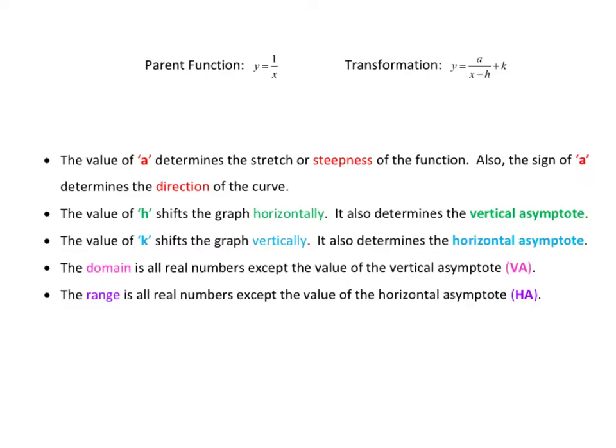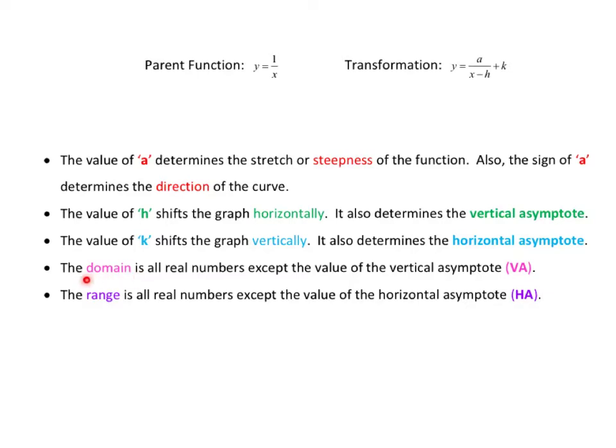Now let's look at the h value. The h value shifts the graph horizontally, and it also determines what is called the vertical asymptote, and we will learn more about that in just a few minutes. Now let's look at the k value. The k value shifts the graph vertically, and it also determines the horizontal asymptote. And again, we will learn about the horizontal asymptote in just a few minutes. Now let's look at our transformed rational equation here, and let's see, where is the k value? The k value is going to be after the fraction.